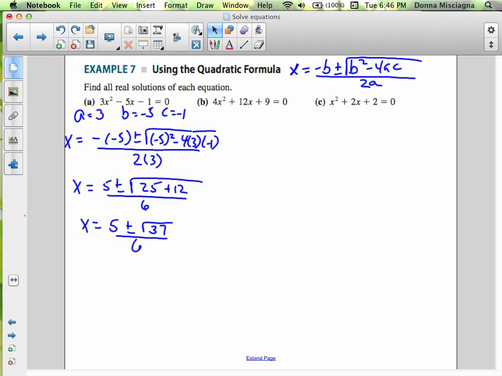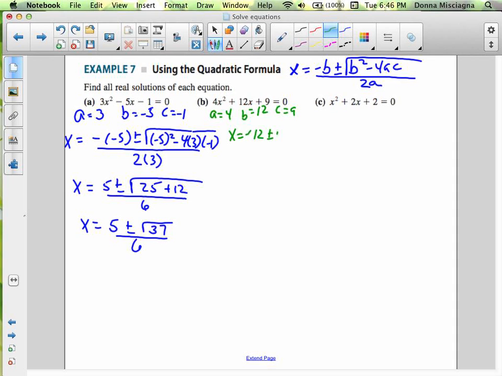All right, so number 2, using quadratic formula, a would be 4, b would be 12, and c would be 9. So this would be x equals, I'll try to write a little smaller. So b is 12, so it would be negative 12, plus or minus the square root of 12 squared minus 4 times 4 times 9, all divided by 2 times 4.